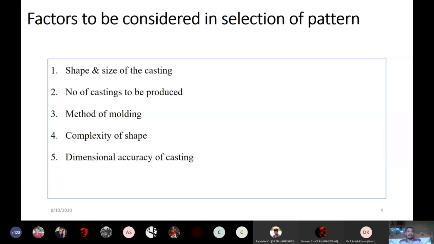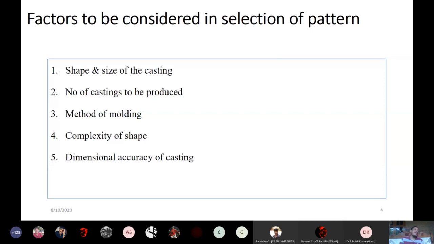Then method of molding. What is the preferable method in which you are going for molding? That also depends on what type of pattern material you can use. Complexity of shape. If your shape is too complex, there are attachments you can attach to the pattern to make the shape easier. And also the dimensional accuracy of the casting. If you use a pattern made of wood, you will not get a good final dimensional accuracy or tolerance in your casting. So you have to think about changing the material from wood to other materials like metals or plastics. We'll come to it.